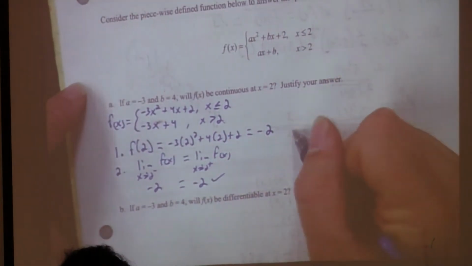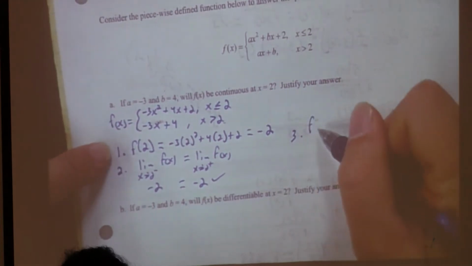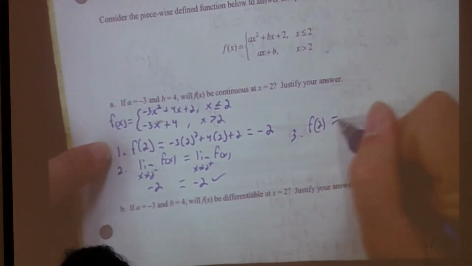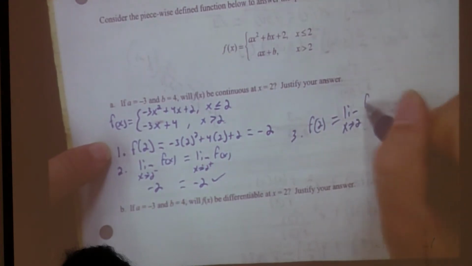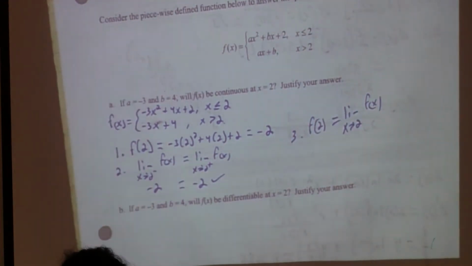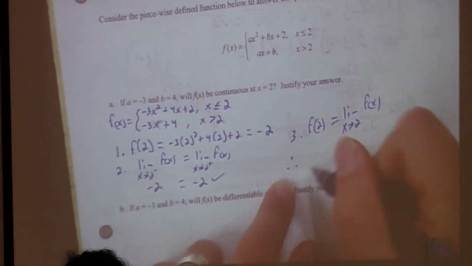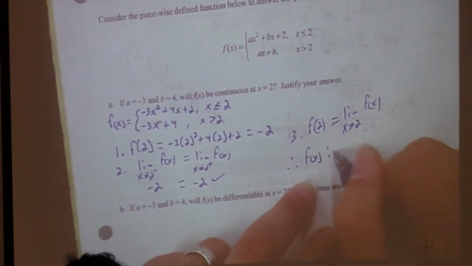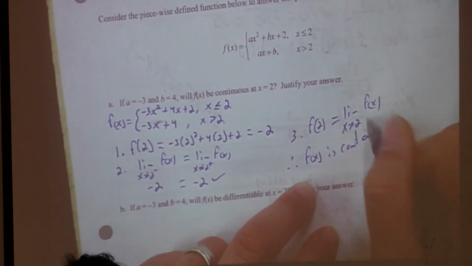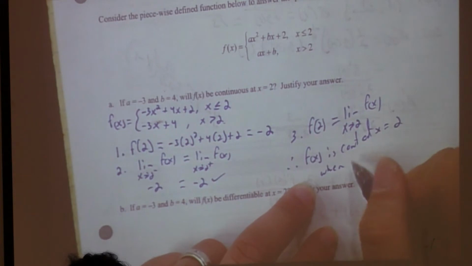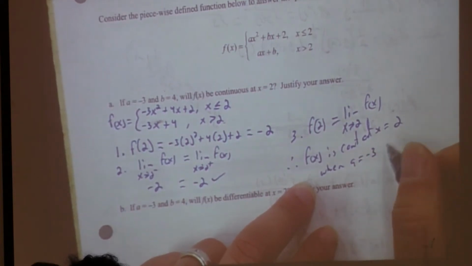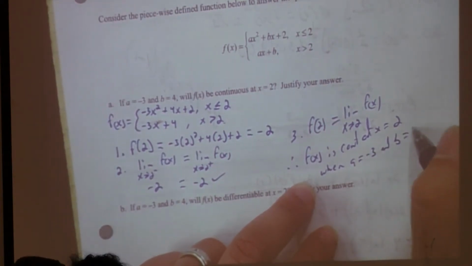Yes. And the third thing to show is that the function value f of 2 is equal to the limit value. Is that really actually necessary? Are they equal to each other? Yes. So therefore we can say f of x is continuous at x equals 2, specifically when a equals -3 and b equals 4.